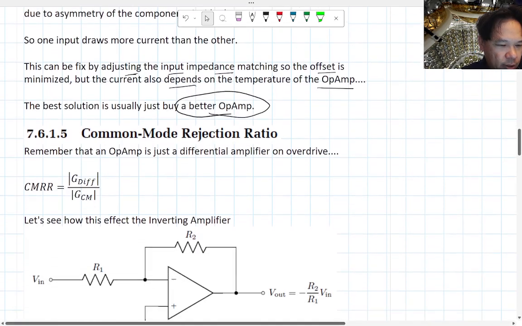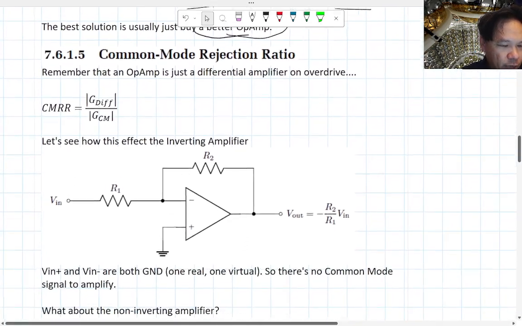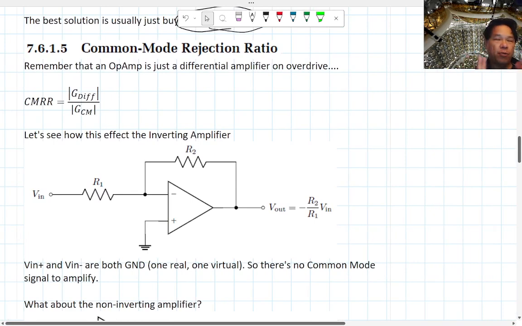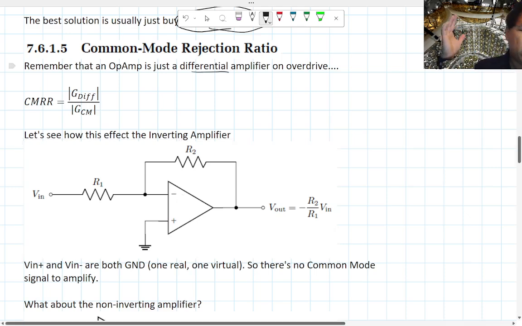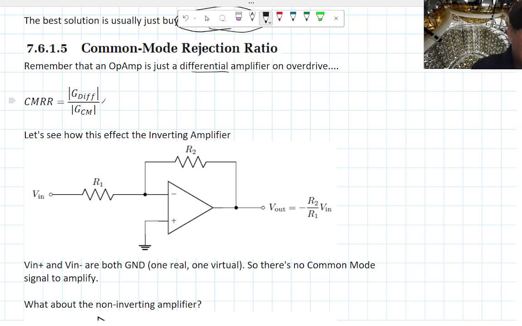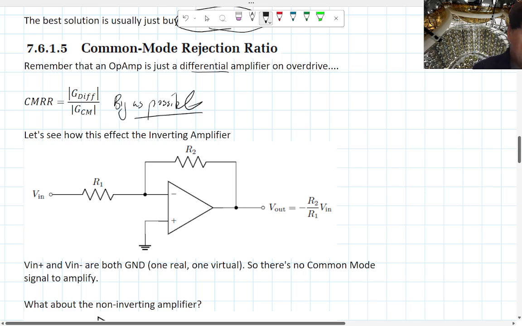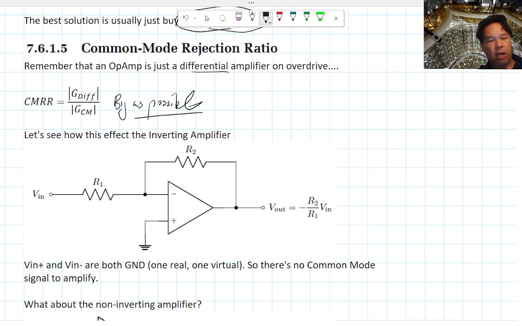The next thing we can look at is the common mode rejection ratio. Remember, these operational amplifiers are just differential amplifiers on overdrive. When we deal with differential amplifiers, we want the differential mode to get amplified a lot, and we want the common mode to be suppressed. This is quantified by the gain of the differential mode divided by the gain of the common mode, and you want this number to be as big as possible. That way, when there's some common voltage between the two, you don't amplify that.